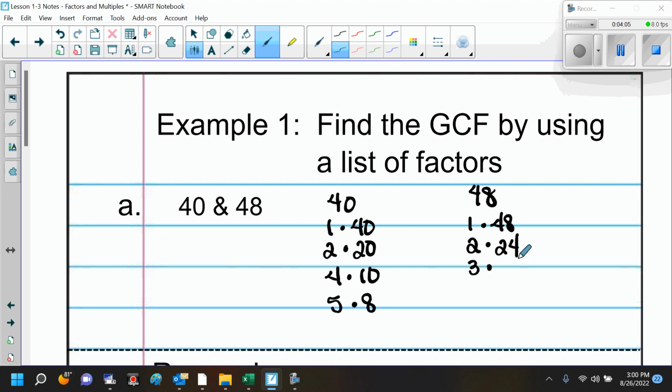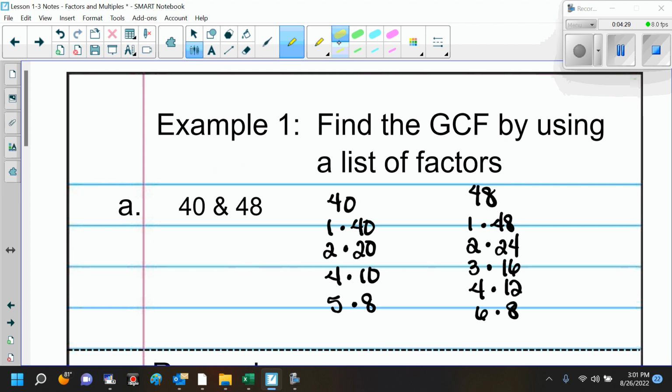3 times 16, very good. 4 times 12. 5, no. 6 times 8. And very good, and no 7s, right? All right, so these are the list of factors for 40 and 48.